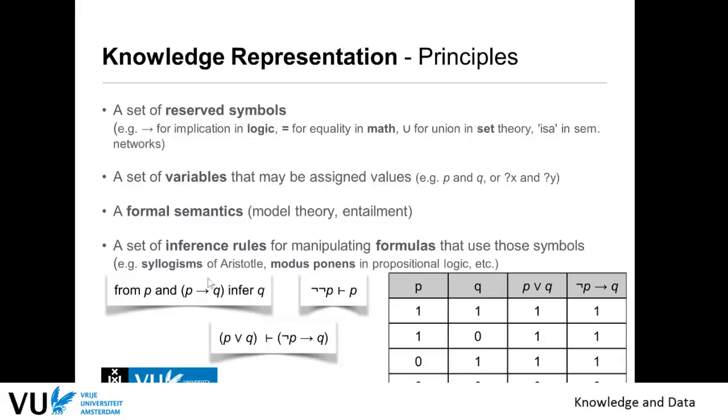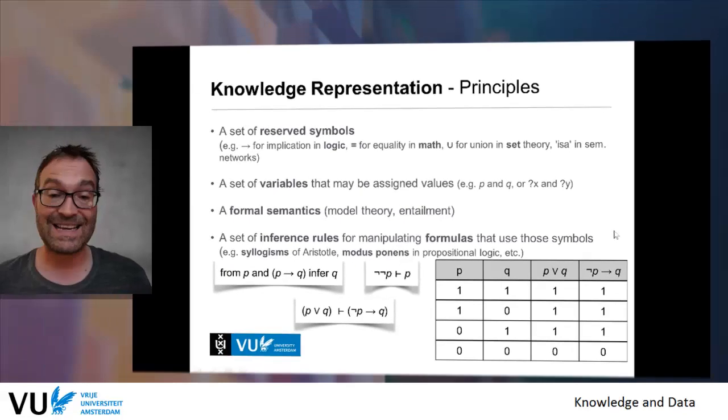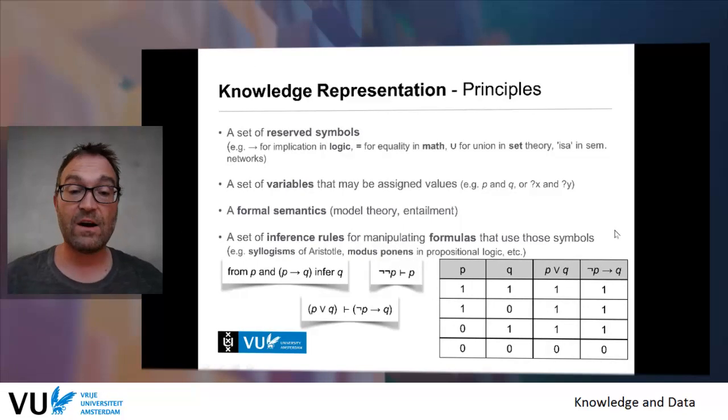So we've talked about the reserved symbols. Here is the example of the modus ponens rule, which is basically that if you know P and you know that P implies Q, you can infer Q. This is modus ponens, but there's also a rule that if you have not not P, then P must be true. And you have one which says if P or Q is true, then not P implies Q. And these are basically things that we can show by the definition of entailment that they are valid, but they are also rules that you can apply, rewrite rules of propositional logic.